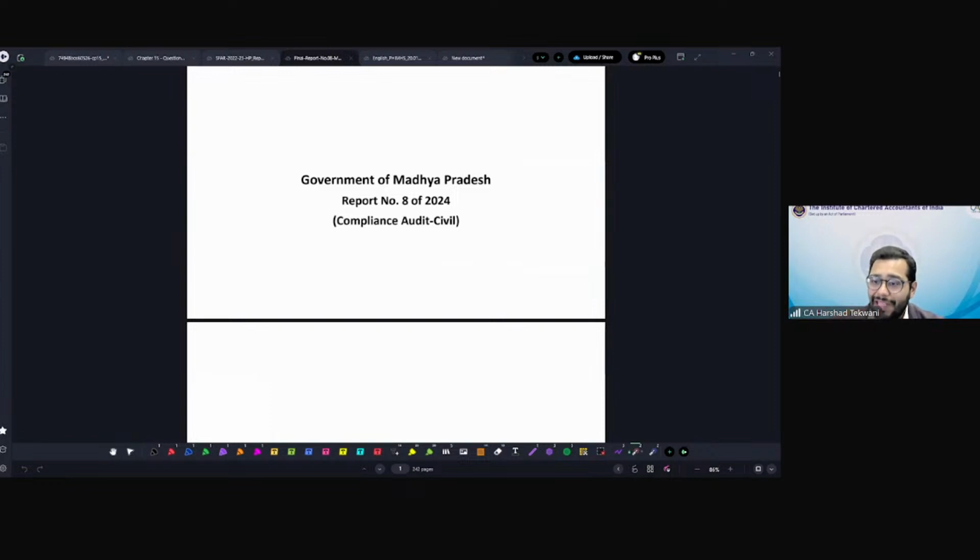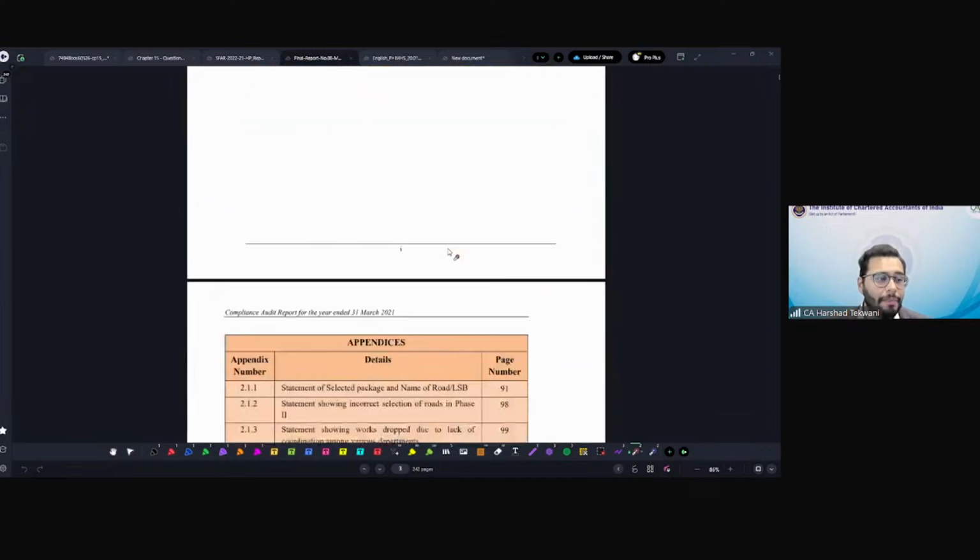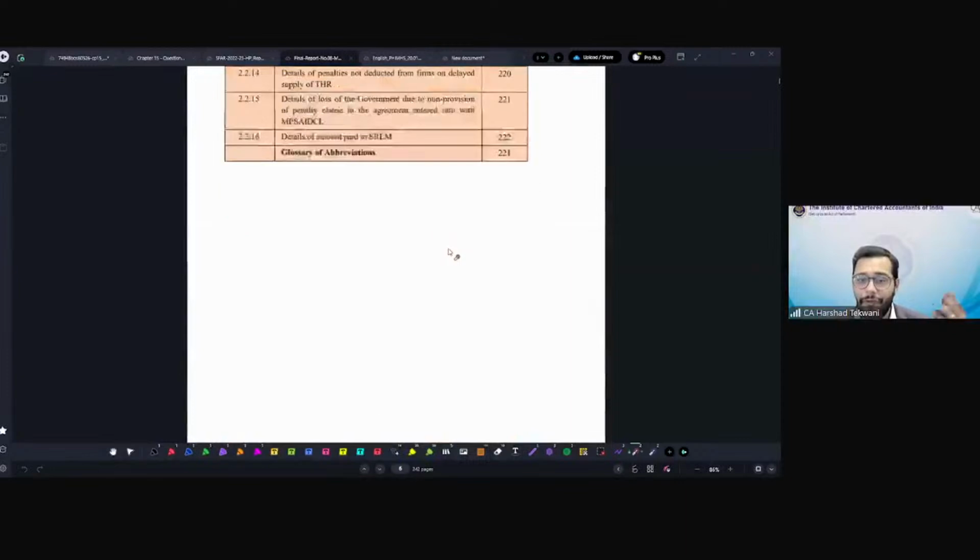Now these audits can be, again, I'll not repeat, but I just want to let you know that audits can be of a program, of a function, or of an activity. That is perfectly fine. When I talk about compliance audit, not necessarily will it be an audit of an entity. It can be an audit of a function also, or a program also, a scheme also. Compliance audit of a scheme, perfectly fine. Now let's understand how this audit is carried out with the help of this report itself.